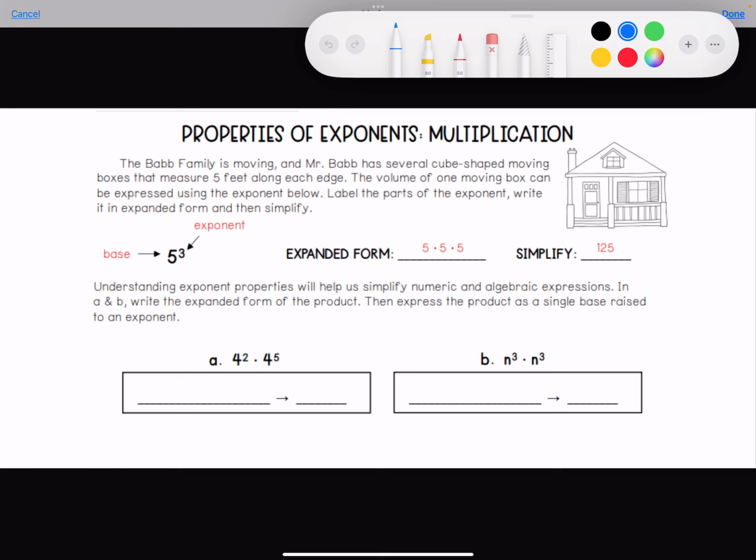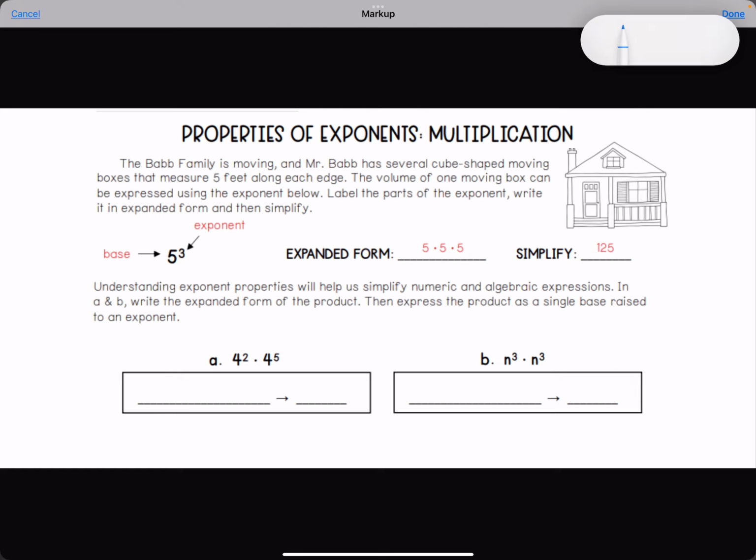So just to review, because I know that you did this in 6th grade, that's when exponents were introduced. We have a base, which is the big number. Exponent is the small number, expanded form, and we're going to get into why you're going to need expanded form in a little bit. And then the simplified, if it's numeric, you're going to do the multiplication.